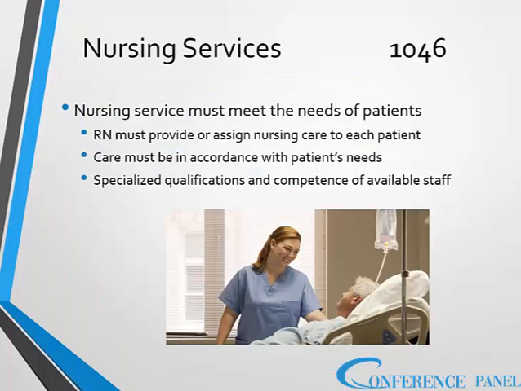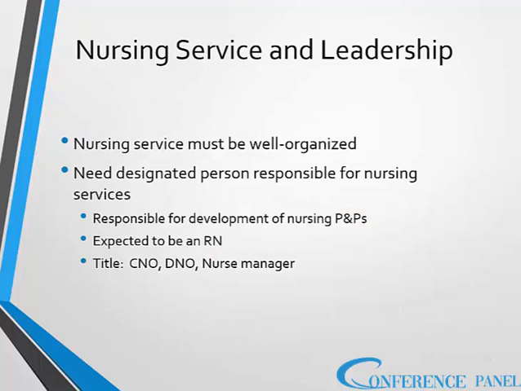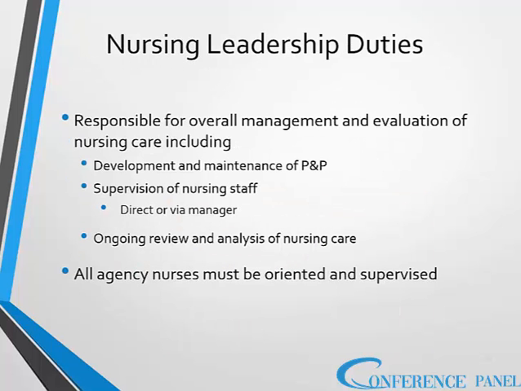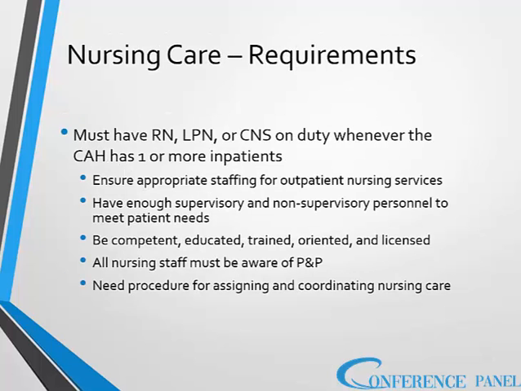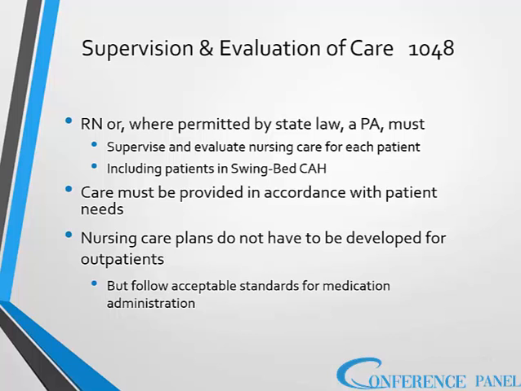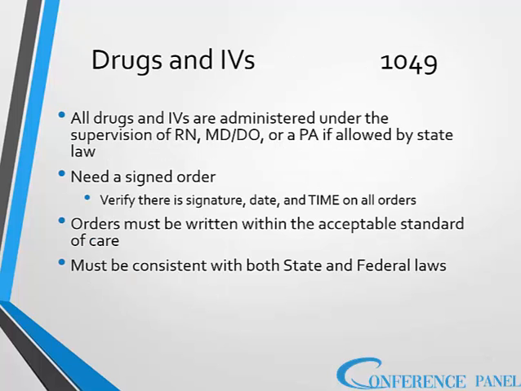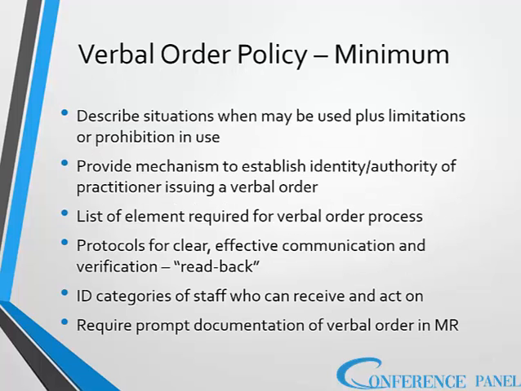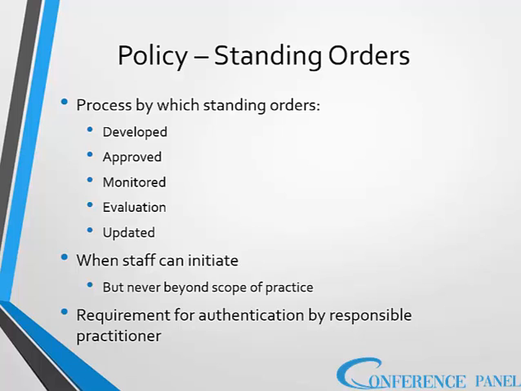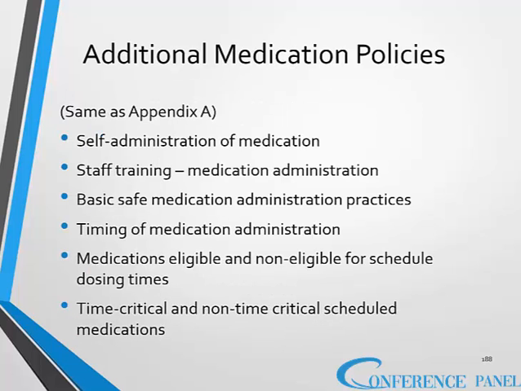So for critical access, now I will say they do tend to survey acutes more than critical. An RN has to provide nursing care or assign it. You have to have nursing leadership. They are responsible for the overall management and evaluation of care. You have to have an RN, LPN, a clinical nurse specialist, someone on duty whenever you have at least 1 or more inpatients. This is critical access. Supervision evaluation, as with acute hospitals, drugs and IVs are administered under the supervision of your RN. The verbal order policy at a minimum. Standing orders, all the additional policies for medication.